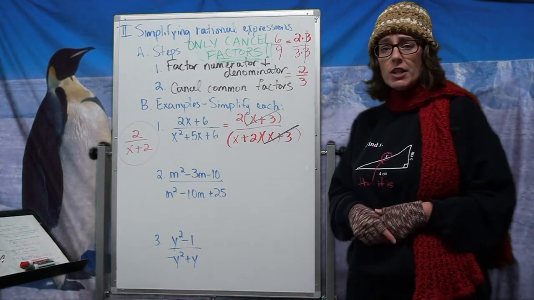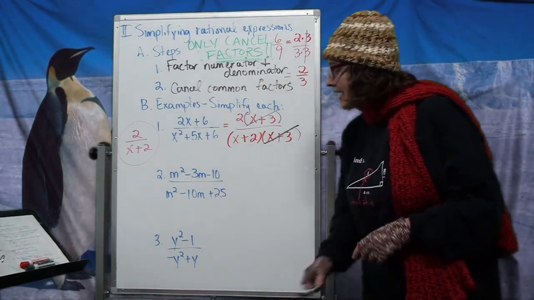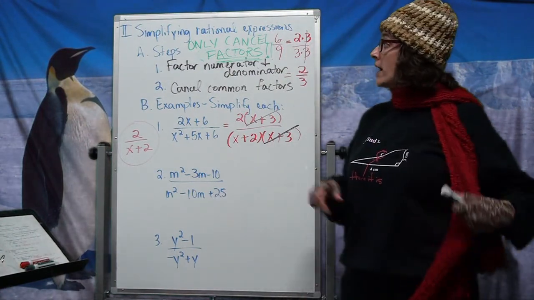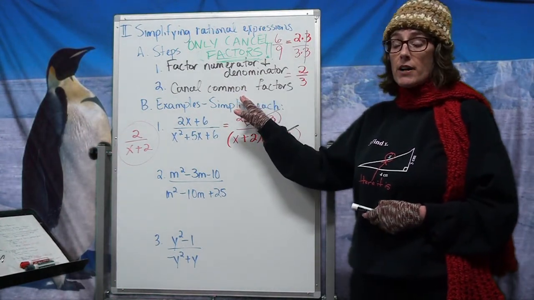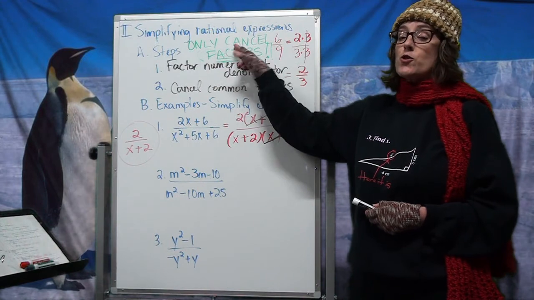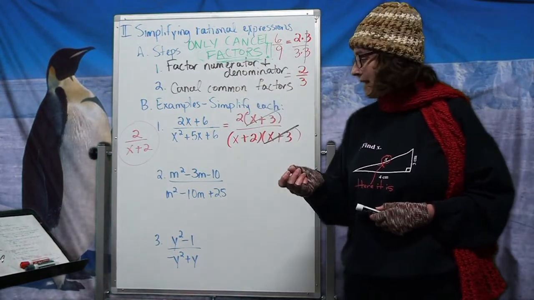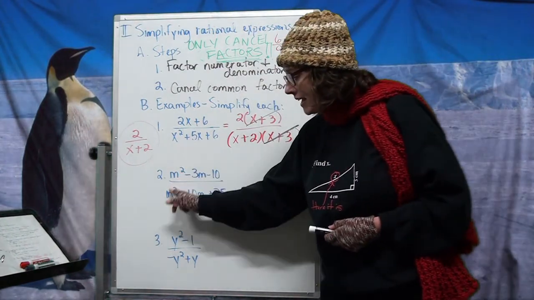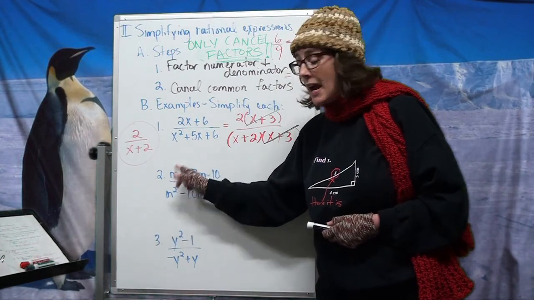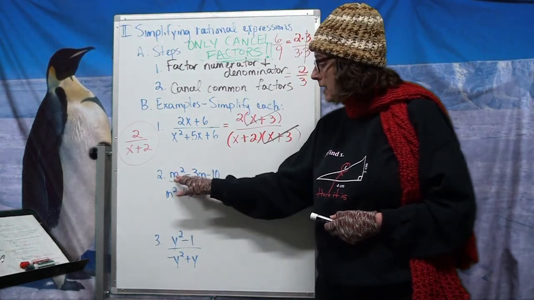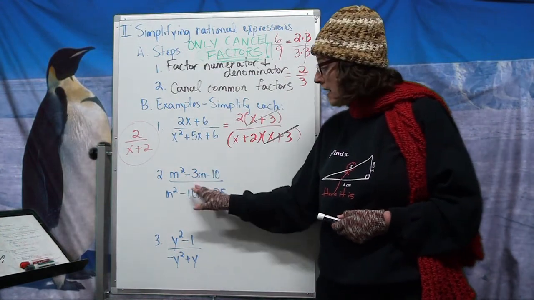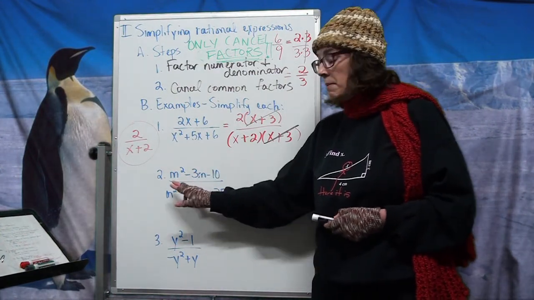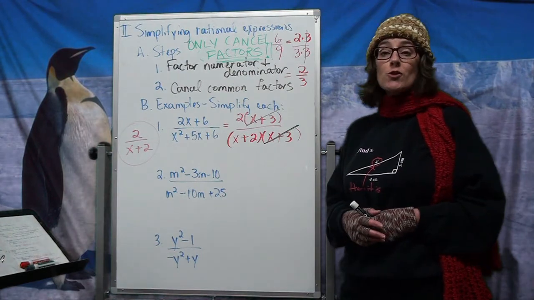Now, let's take a look at this one. In this case, once again, I'm going to try to simplify my rational expression, which means I want to cancel those common factors. I can only cancel factors. Factors are things that are multiplied together. So therefore, I cannot cancel out these m squareds. That's not going to happen because the m squared is being combined with that negative 3m. The negative 3m is being subtracted from it. Same thing here, this negative 10m is being subtracted. So the m squareds are not factors.